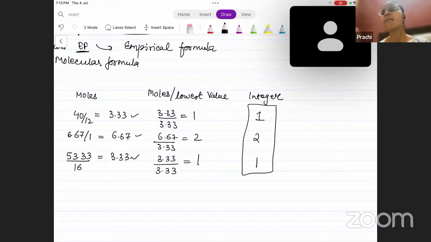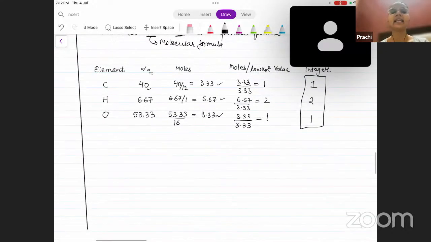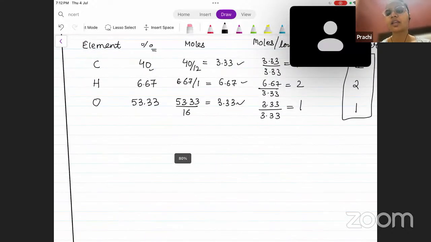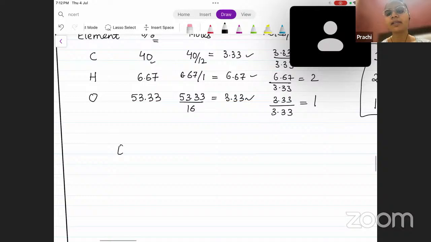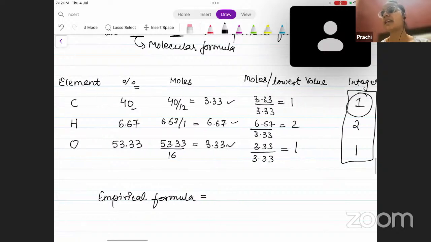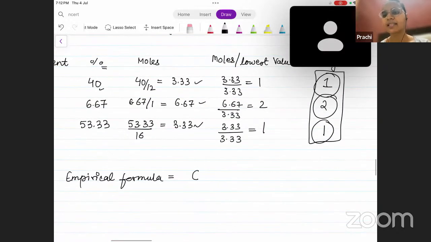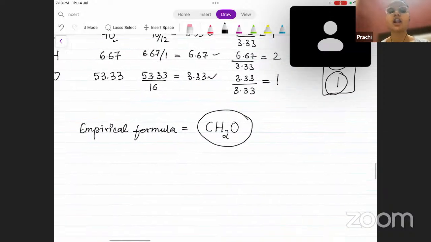So from here, you have got the integers 1, 2 and 1, and this is the number of these atoms, and that's how I'll get the empirical formula. So the empirical formula for this will be, how many atoms of carbon do we have? 1, then we have hydrogen 2, and then oxygen 1. So we will have CH2O. This is the empirical formula.